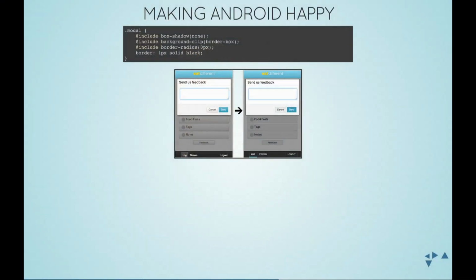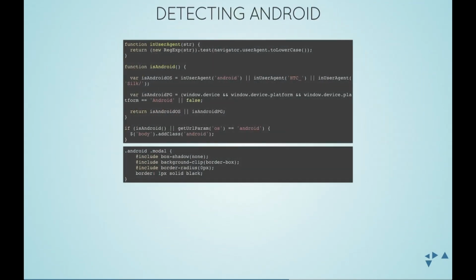But the thing is that I still wanted to have the iPhone look and feel for iPhone users and the Android look and feel for the Android users, and I was doing this from the same code base. So I needed to detect Android. So you can see here the transformation from the iPhone to the Android. To detect Android, it's a little more complex than you would imagine.